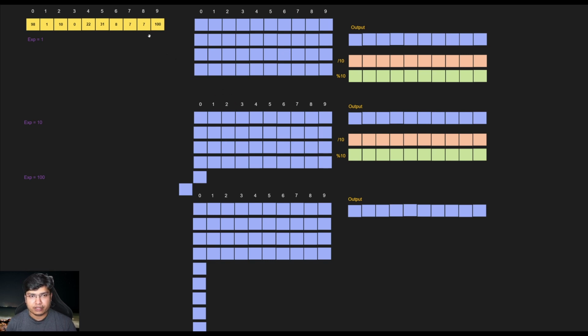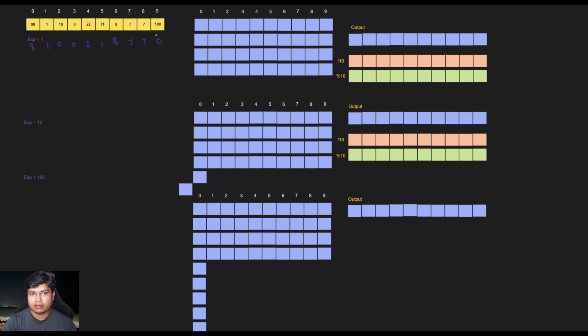How does that work? In the first iteration, I'll divide by 1, so the number remains the same, and then I have to take mod 10 of each of these numbers. Let me write down the mod values here in the first iteration. So 98 mod 10 would be 8. 1 is less than 10, so it will be 1 only. Here 10 mod 10 would be 0, and 0 would be 0. For 22, 2. Basically, at the end we want the rightmost digit, so I can quickly write that down.